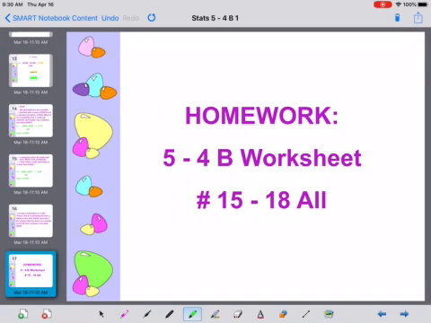Alright, hopefully that makes sense. I didn't go too fast, but I'm trying to make it a little bit quicker for you guys. 15 through 18 all on 5-4B.